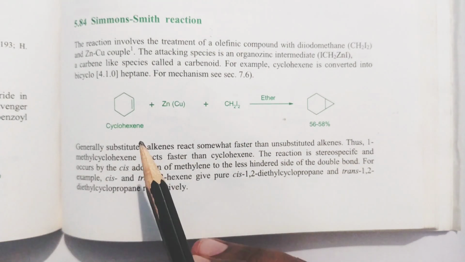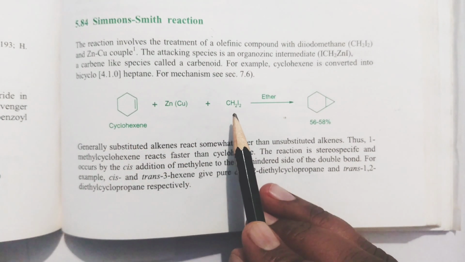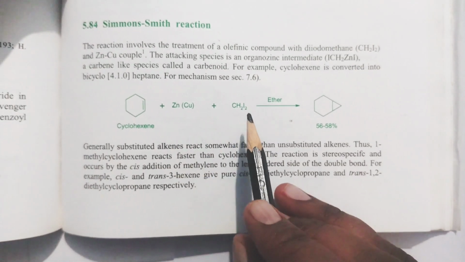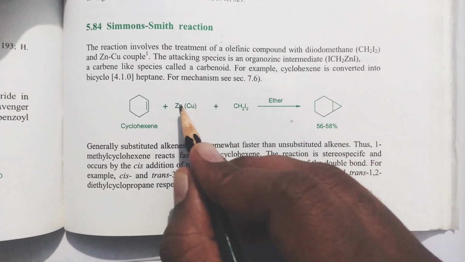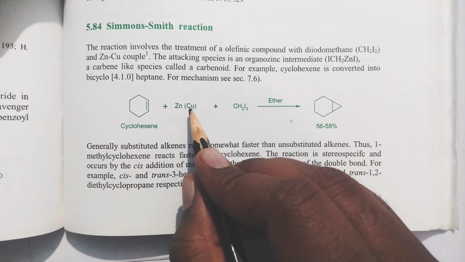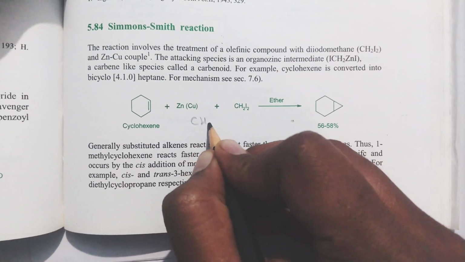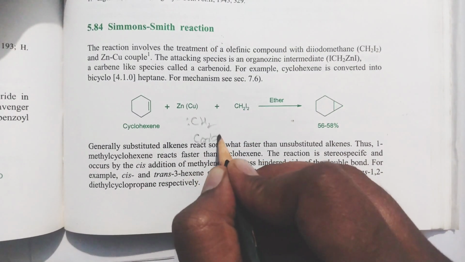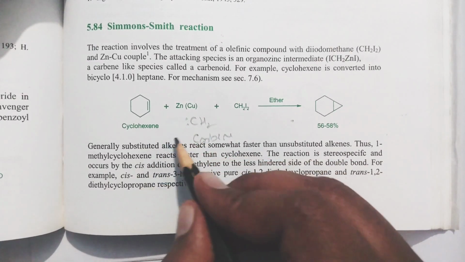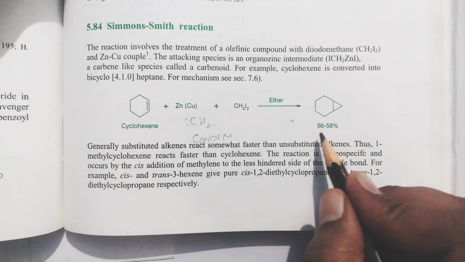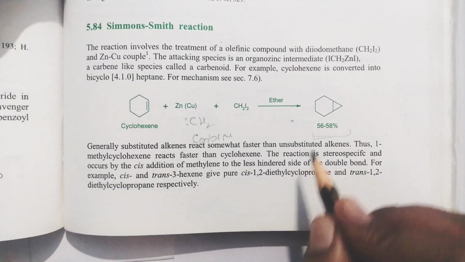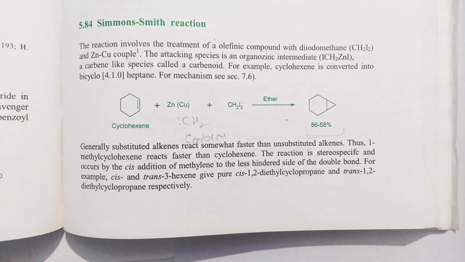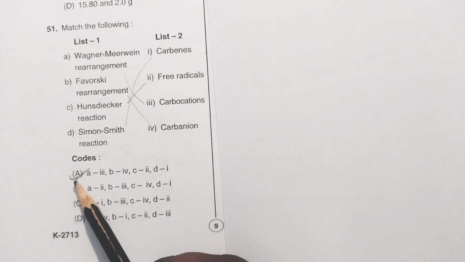And this is the Simmons-Smith reaction. Here the cyclohexene reacts with diiodomethane in the presence of zinc copper couple. The reaction between diiodomethane and zinc copper couple gives this intermediate. This is the carbene intermediate. Later this will react with cyclohexene, and you are going to get this product. Hence the Simmons-Smith reaction involves the formation of carbene as the intermediate. Hence option A is correct.